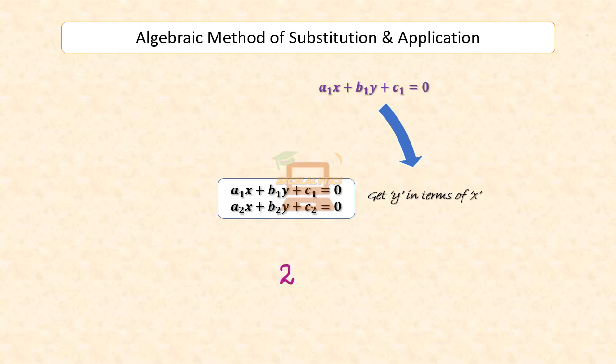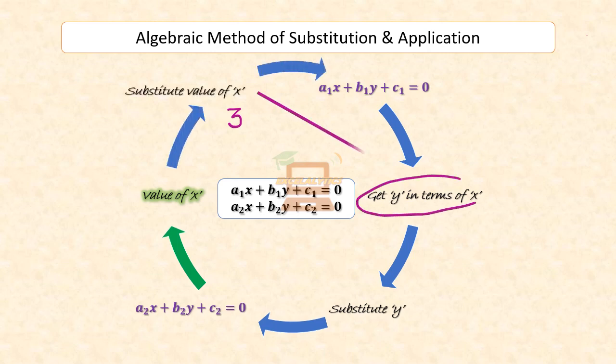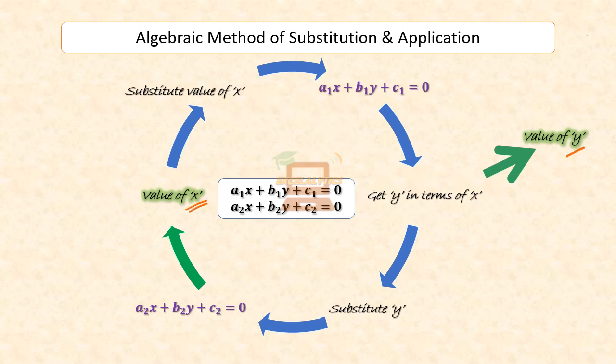Second step is to substitute this value of y in the other equation, to get an equation only in one variable, that is, in our case, in terms of x, which can then be solved. Third step uses the value thus obtained in second step, by substituting it in first step, to get the other variable, that is y. In this way we get the solution as values of x and y.